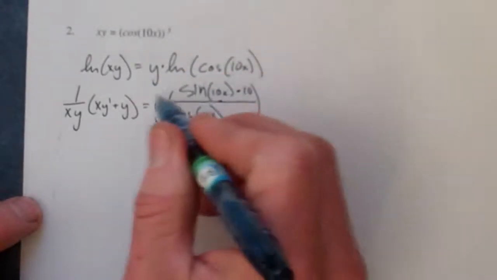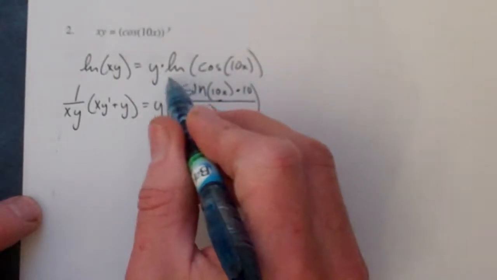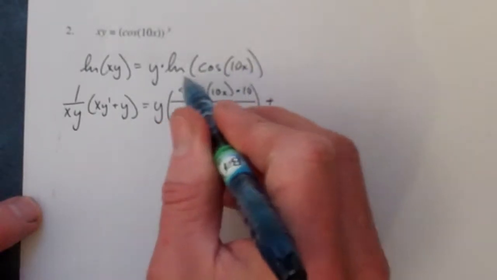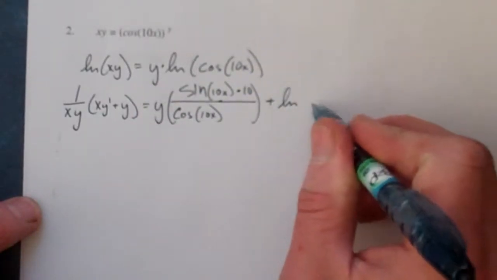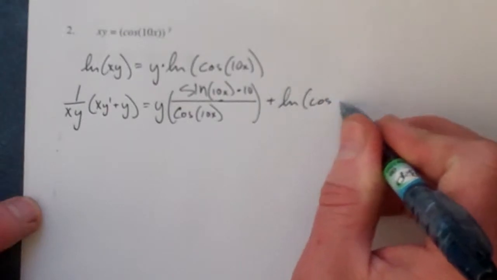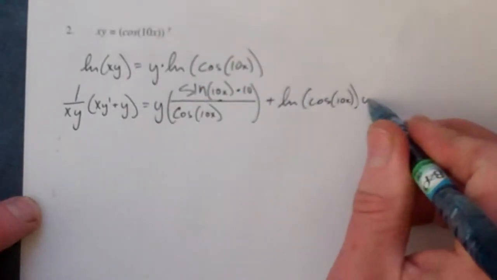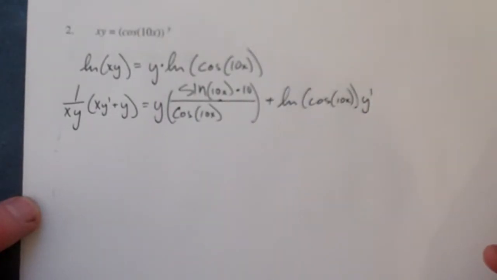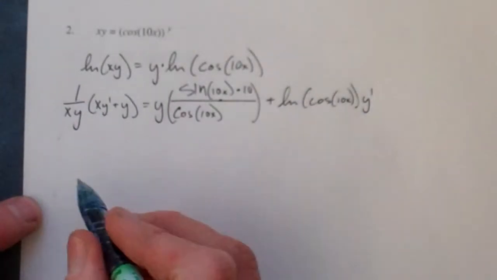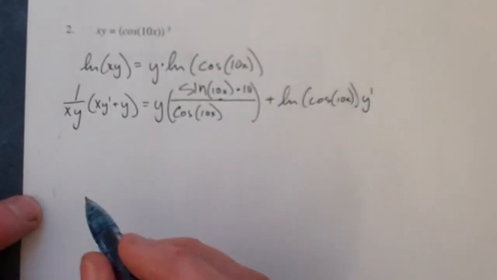Then that's the first half. This times the derivative of this long thing plus this times the derivative of that. So it's ln cosine of 10x and then times y prime. Okay. Again, I want to find y prime. That's the goal. So what is y prime?